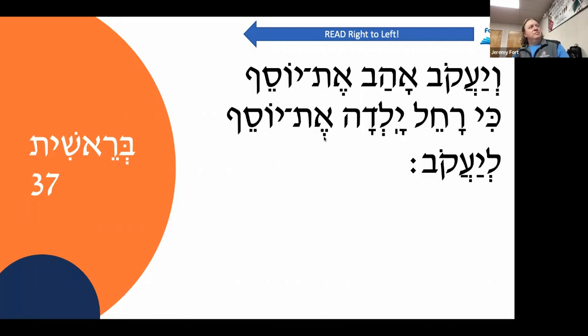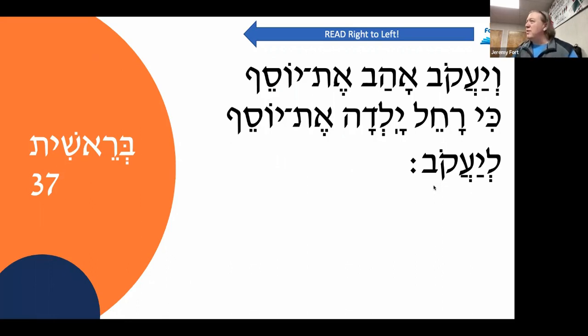Yalda. This is an eh sound, and you already did this one. Yosef. La Yaakov. All right, so I'm going to read the words and I want you to repeat after me, and we'll do that together so we get a little practice. So Va Yaakov, Ahav Et Yosef, Ki Rachel, Yalda Et Yosef, La Yaakov. You got it.